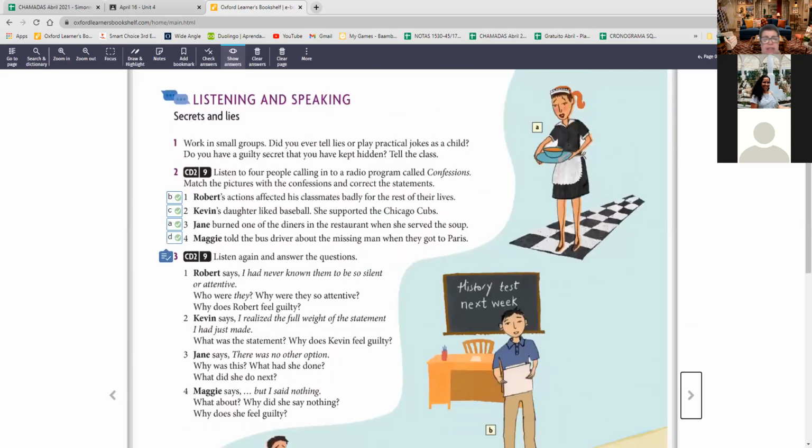Page 29. Secrets and lies. This is very simple, no big deal. Did you ever tell lies or play practical jokes as a child? So let me just highlight here. What are practical jokes? First of all, I posted on Google Classroom a definition for you, okay? But do you know what practical jokes are?